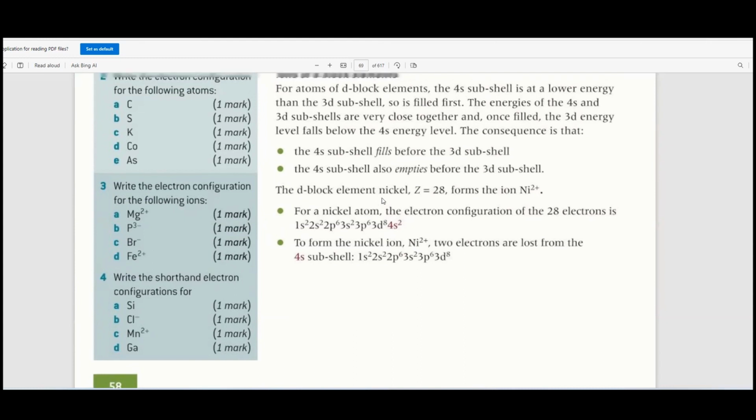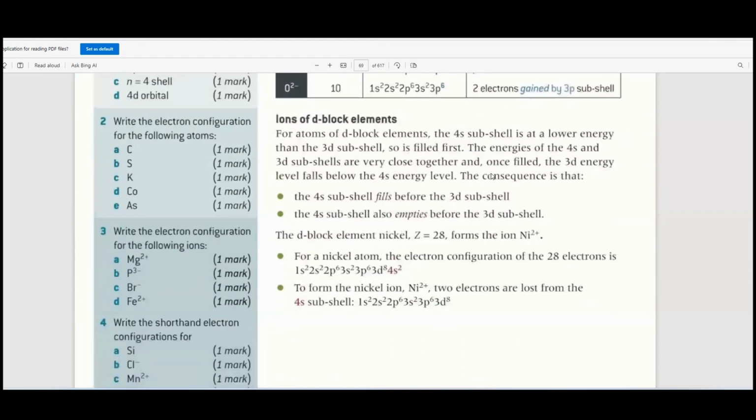So that is what they were saying here, which is a bit confusing. That is what they are saying here. If you read this, the energies of the 4s and 3d subshells are very close together. So once both of them are filled, the 3d energy level falls below the 4s energy level.